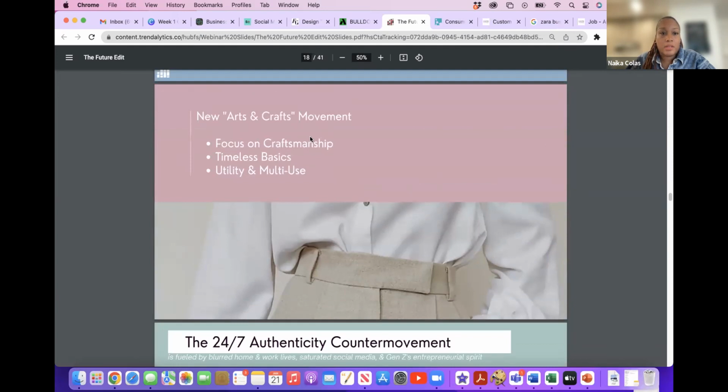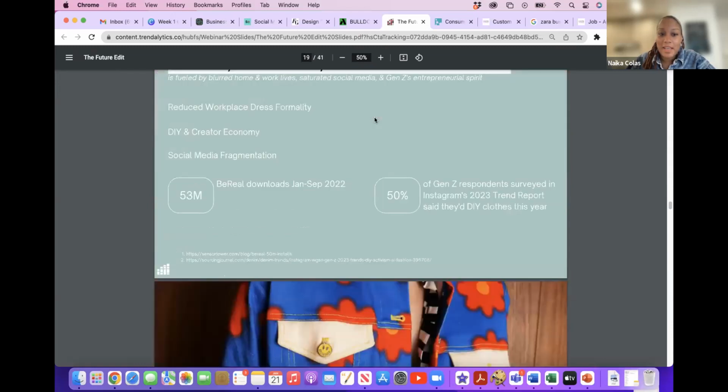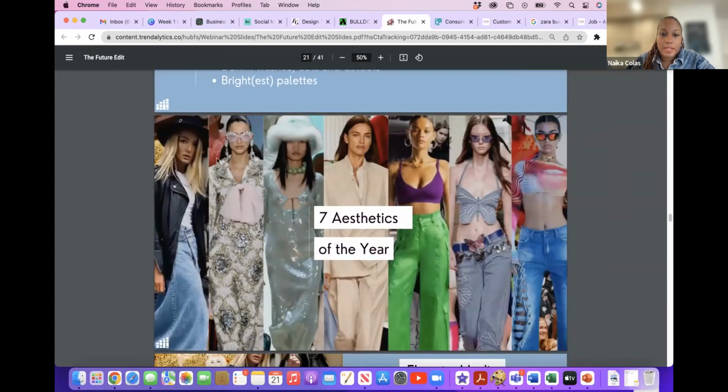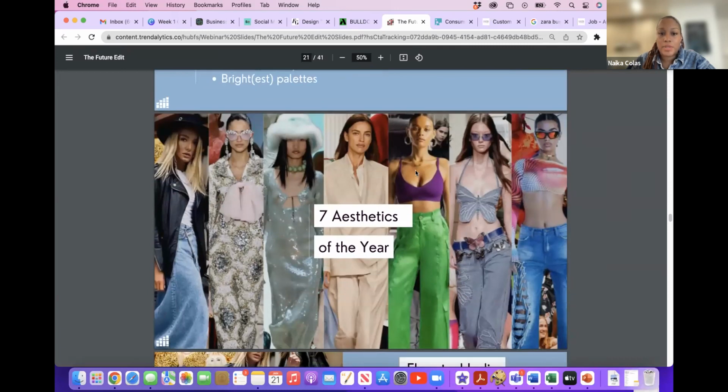And then there's a new crafts movement for 2023, 24. A lot of consumers want brands that are focusing on craftsmanship, timeless basics or timeless pieces, and utility and multi-use. So if you're creating a collection for this year or next, I would think of utility. I would think of a lot of pockets. The pockets here. And again, I'm going to share this deck with you so that you can see what's trending.